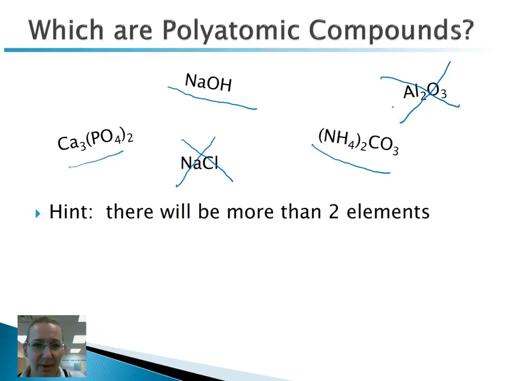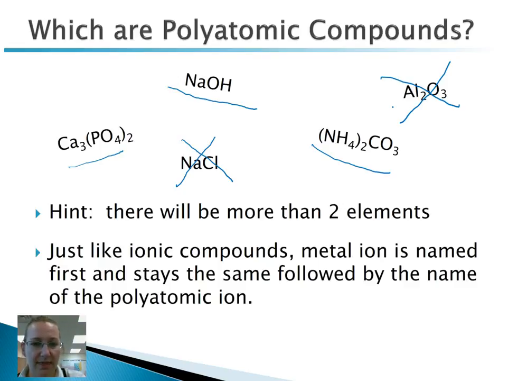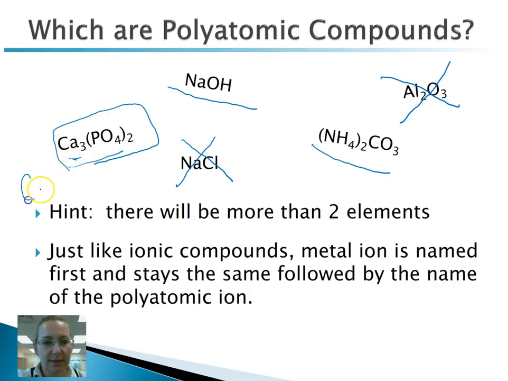Now, because they are bonded together with ionic bonds, they behave like ionic compounds. The metal's named first, and the other compound is named because of the polyatomic ion. So if we take this one, for example, we see the metal first, calcium. That would be calcium. And I already told you that the phosphorus with the 4 oxygens was called phosphate. So this would be calcium phosphate.